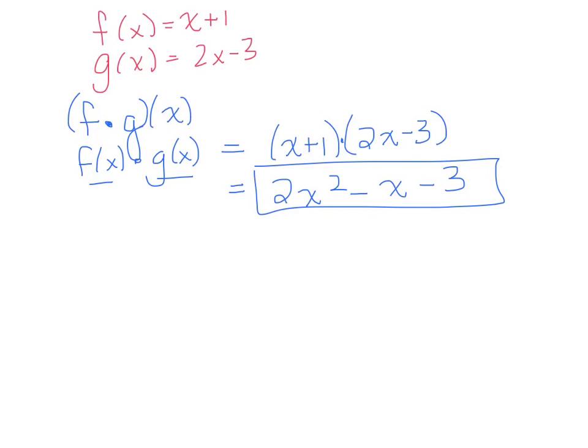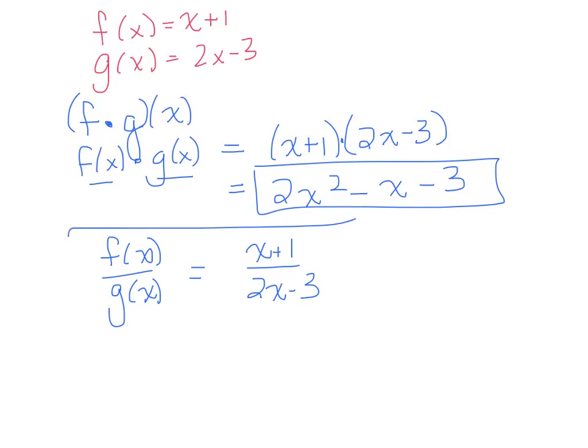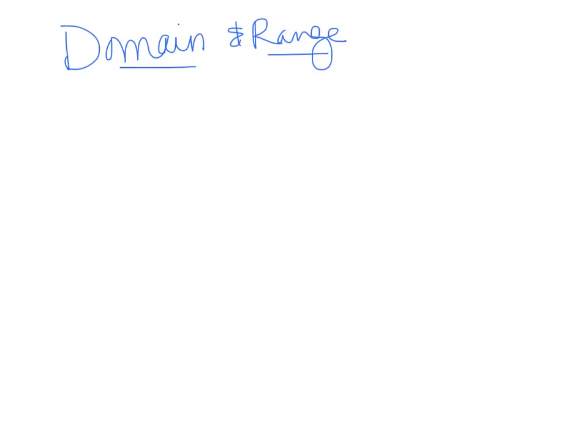And then, of course, we can do division. Same idea, nothing's new here, guys. And we're going to have only a little difference in domain and range then. So f of x was x plus 1, and I'll divide by 2x minus 3, and that would be the simplest form right there. Okay, here's a really good time to talk more about domain and range.